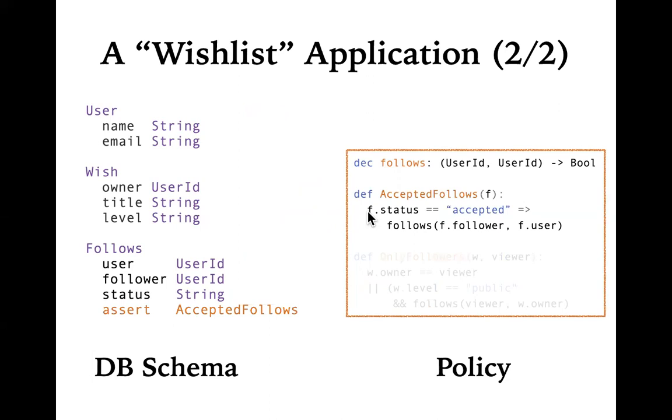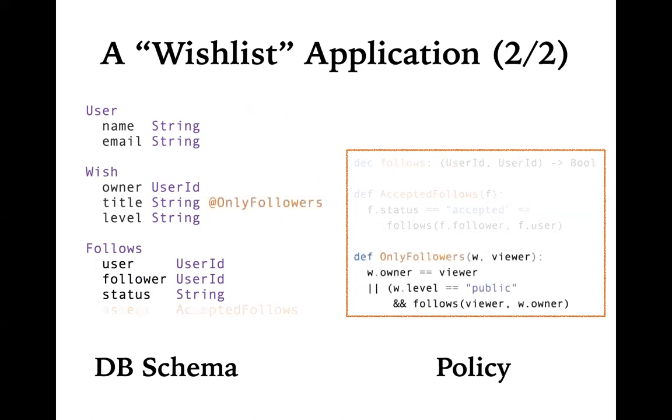So you can essentially have a notion of an accepted follower: F is an accepted follower if F.status is accepted and this Boolean condition holds between the user and the follower fields. And now you can boost your policy a little bit for the title: either you are the owner, or the wish's level is public and the particular viewer is one of your followers. So you can now also write policies that span across the database, across other tables. In this case, you are allowed to view this only depending upon the value of some other field in another table entirely.